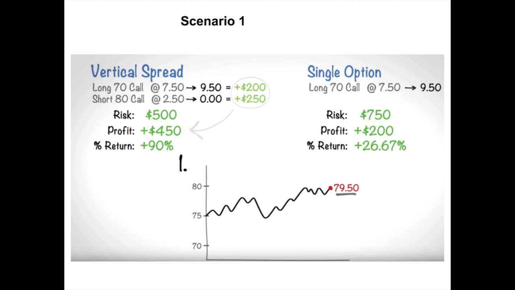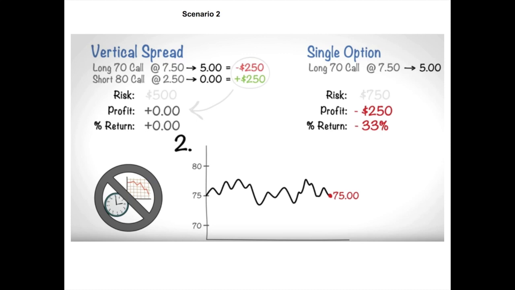The reason why the risk was more was because if the stock price goes under 70, then your option will expire worthless and you will lose all your $750. But that did not happen. So now let's move on to scenario 2.